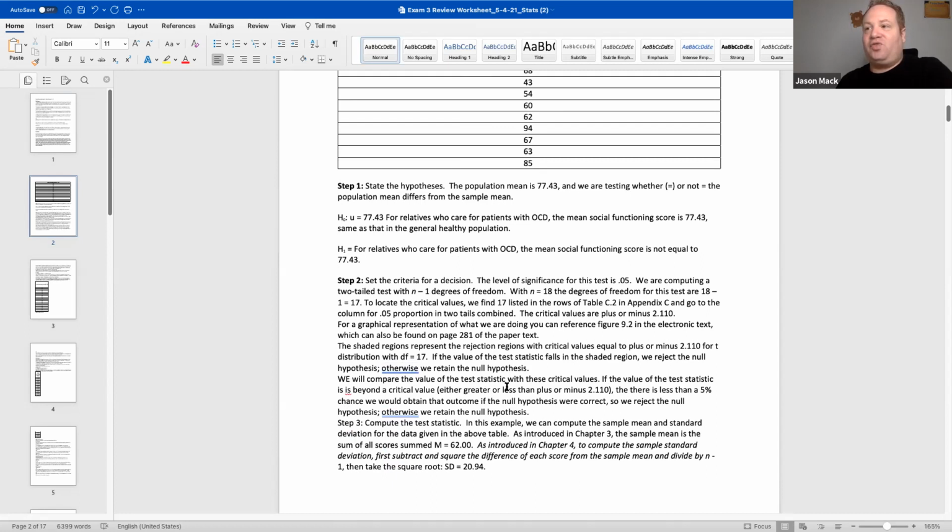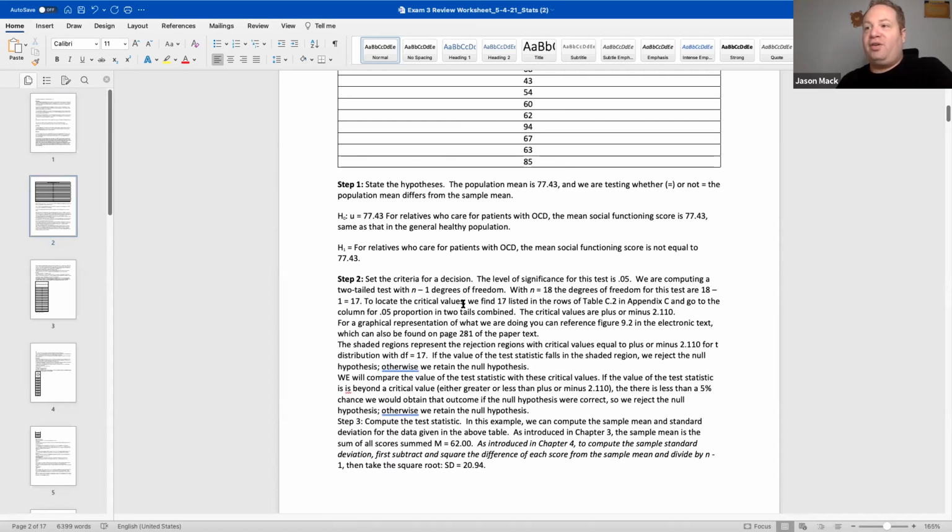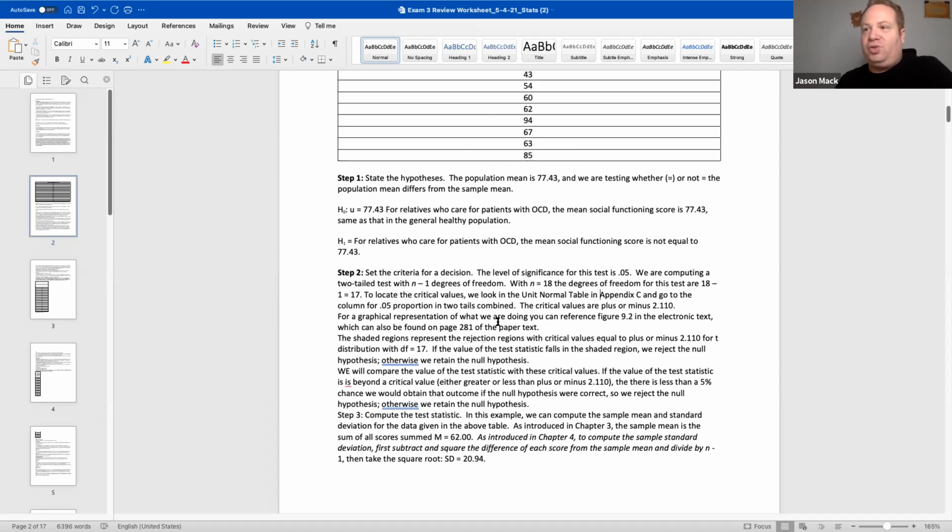Step 2, set the criteria for a decision. The level of significance for this test is 0.05. We are computing a 2-tailed test with n-1 degrees of freedom. With n equals 18, the degrees of freedom for this test are 18 minus 1, which is 17. To locate the critical values, we look in the unit normal table and go to Appendix C. So we look in the unit normal table, okay? And that was previously posted right there in Brightspace for you, under where these recordings are, unit normal table, in Appendix C, and go to the column for the 0.05 proportion of the two tails combined.